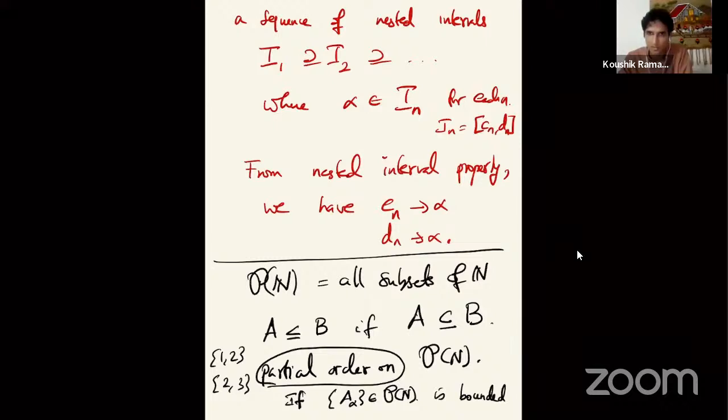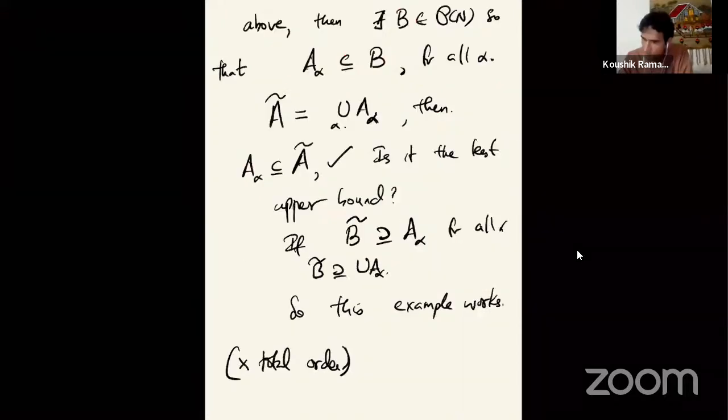So if you look at all subsets of, let's say, the natural numbers, then there is a partial order. It's not a total order because I've written two sets which are not comparable. But if we exclude that part, then it kind of satisfies this thing, barring total order.